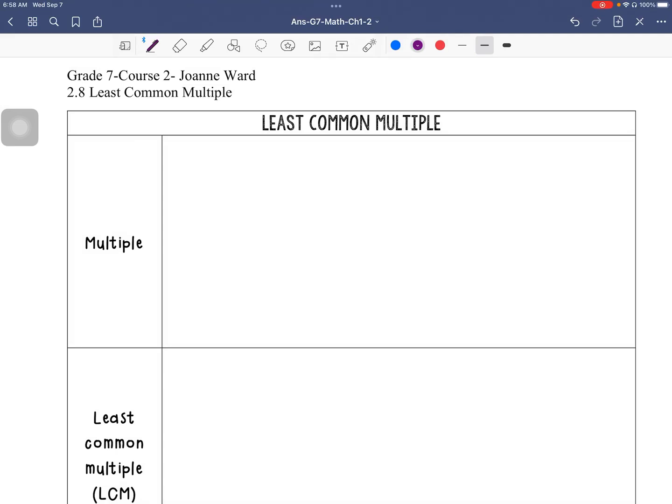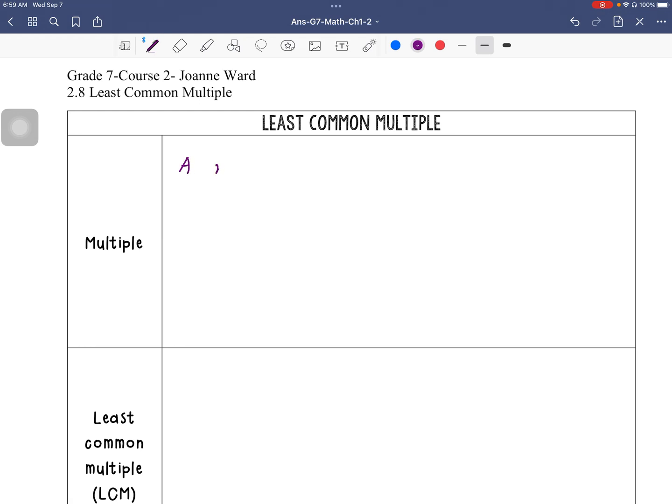So in Course 2, Section 2.8, we talk about least common multiple. So what is least common multiple? First of all, we have two concepts. One concept is the multiple and the other concept is least common multiple. So what is the concept of multiple? A multiple of a number is the product of that number and a non-zero whole number.